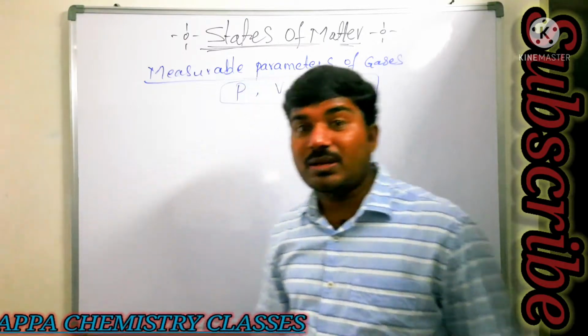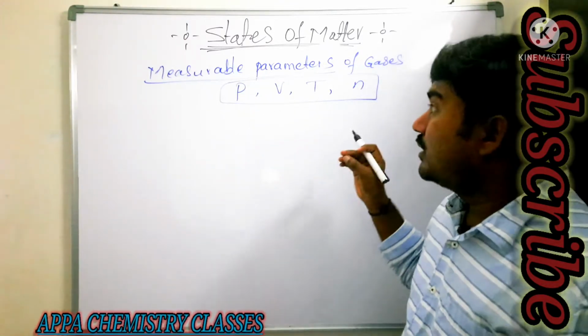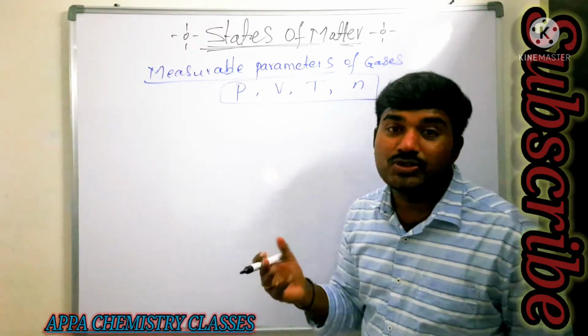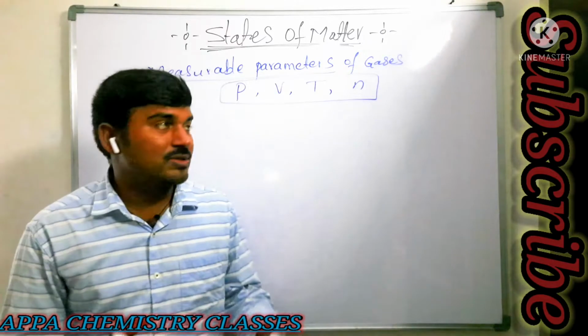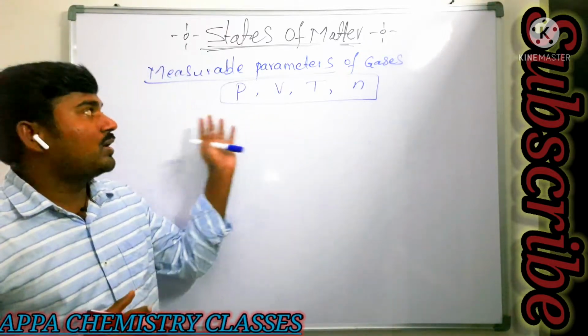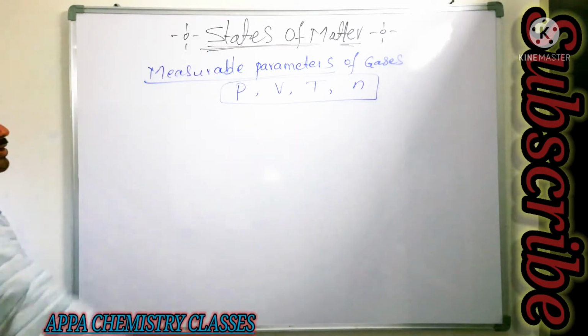What is meant by measurable parameters here? Measurable parameters are nothing but the physical quantities which are used to calculate the properties of gases. Those physical quantities are said to be parameters. Okay, so pressure, volume and temperature.